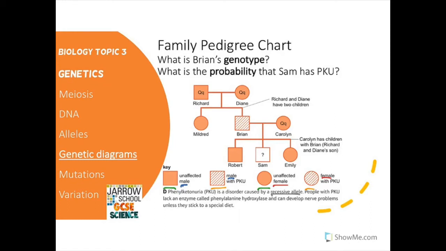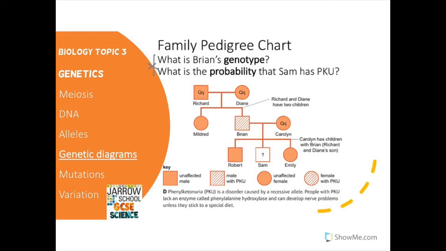What I would do now is, can you pause the video and figure out, do you know the answers to these questions already? So what is Brian's genotype? Can you remember what that word genotype means? What is the probability that Sam has this disease? You will need to use a pedigree chart for that. So pause the video now and work that out, please.